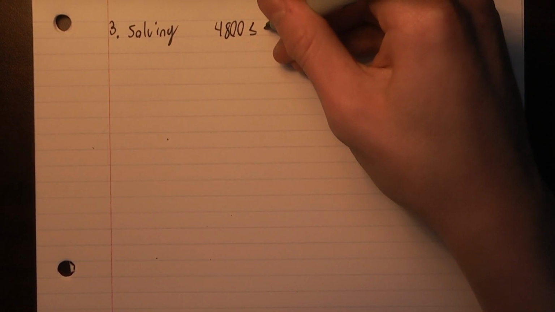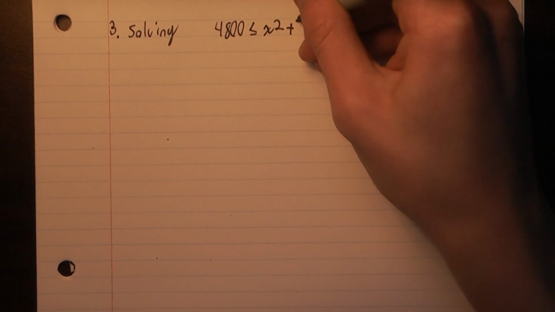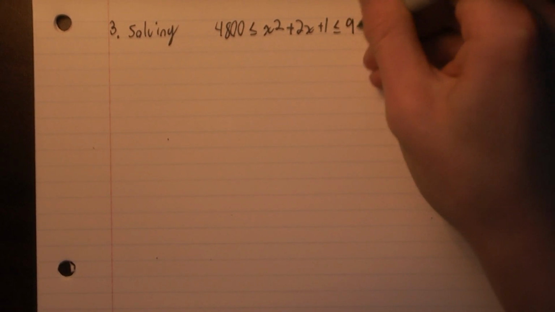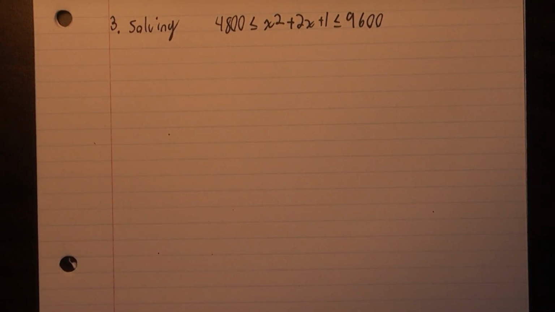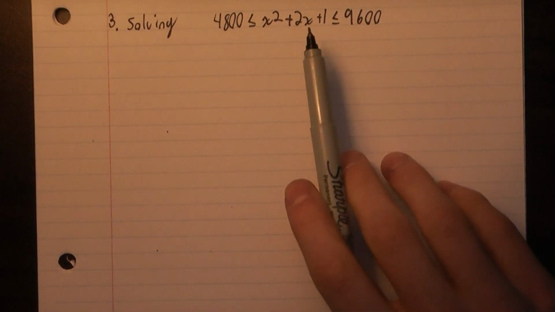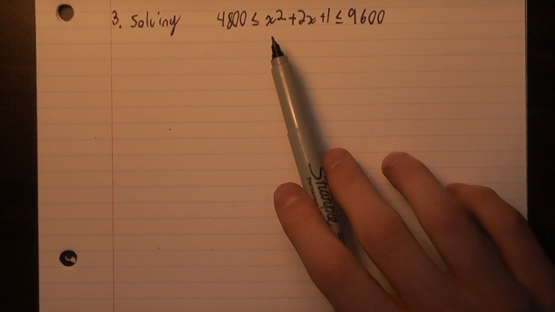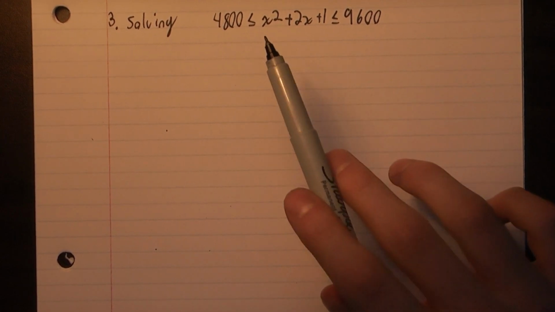Now it's time for step 3. Solving. In the previous step, we determined that 4,800 was less than or equal to x squared plus 2x plus 1, which is less than or equal to 9,600. So now we're going to determine the least and greatest possible values of x. At first glance, I'm thinking that the 2x plus 1 won't affect much after the x squared. So I'm really only going to focus on that for now.